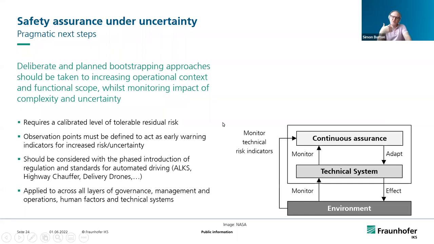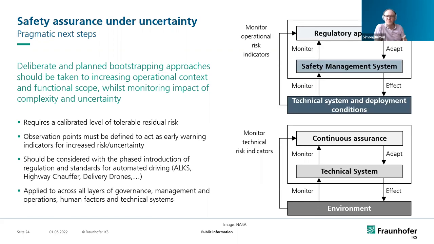And we can do that from a technical perspective, obviously, and you'll recognize this schematic here. It's deliberately there to invoke the adaptive systems paradigm I showed earlier, where you would have some way of continuously assuring the technical system based on set technical risk indicators we can monitor in the field as well. But we also see the need to apply a similar approach to ensure that the regulation and the safety management procedures we're applying are also appropriate to the task in hand. So how do we monitor whether the regulations we're defining and the safety management systems we're using to manage the deployment of these systems are adequate as well?